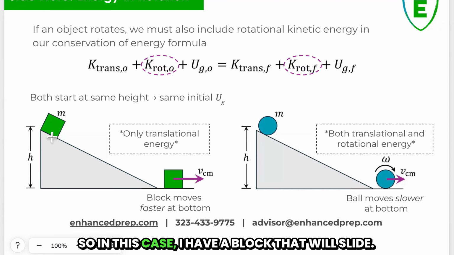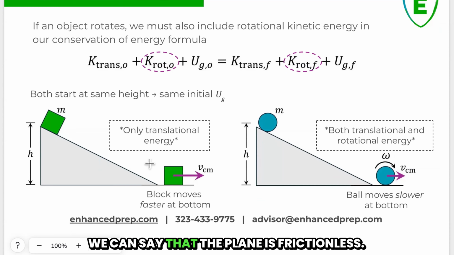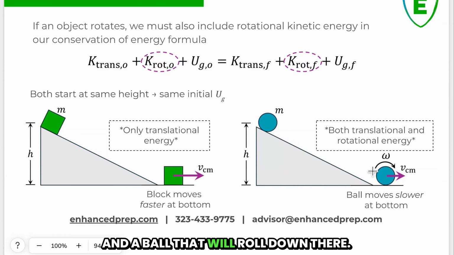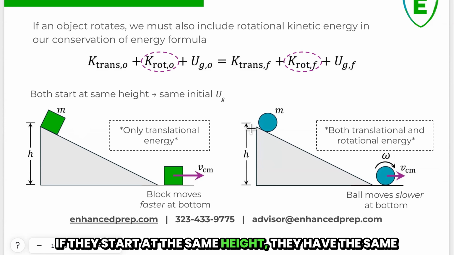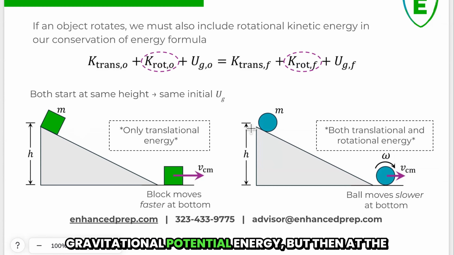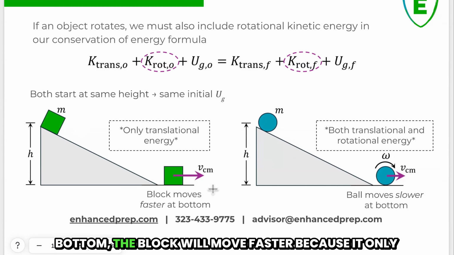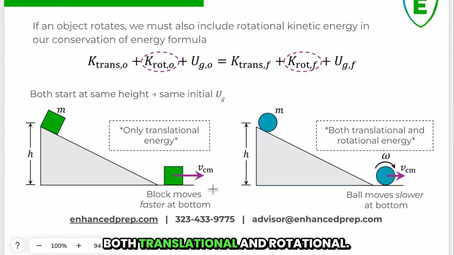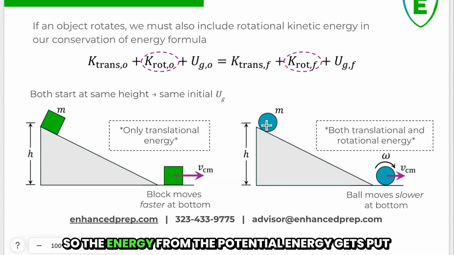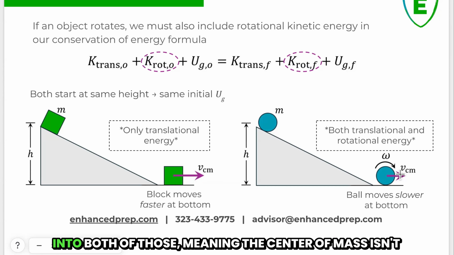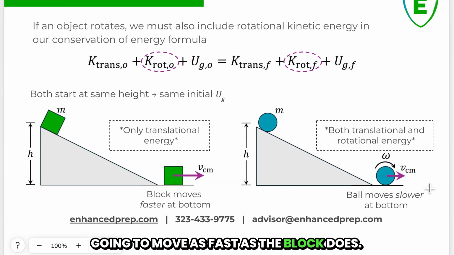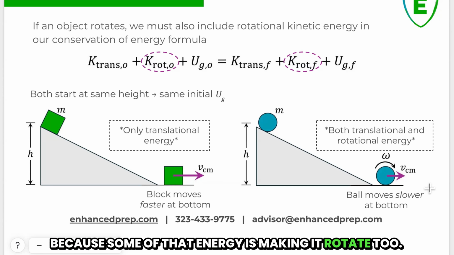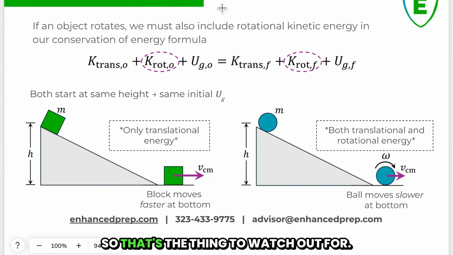So in this case, I have a block that will slide. We can say that the plane is frictionless, and a ball that will roll down there. If they start at the same height, they have the same gravitational potential energy. But then at the bottom, the block will move faster because it only has translational energy, whereas the ball will have both translational and rotational. So the energy from the potential energy gets put into both of those, meaning the center of mass isn't going to move as fast as the block does because some of that energy is making it rotate too. Okay. So that's the thing to watch out for.